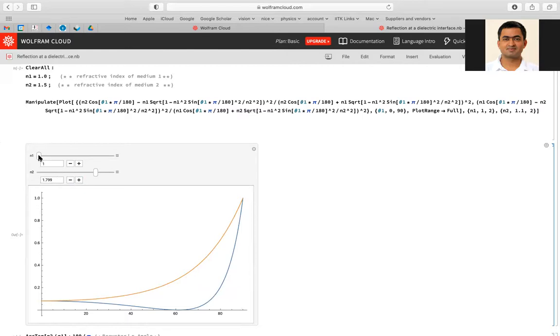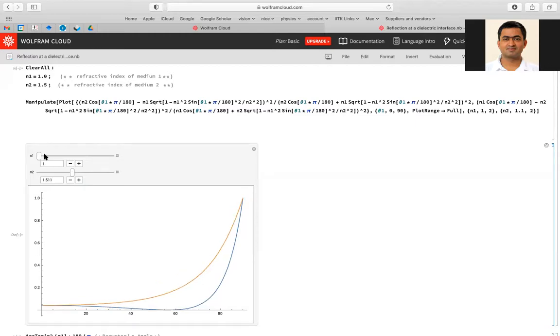If I increase the N1, again the qualitative feature remains the same. If the difference between N1 and N2 becomes smaller, you will have a smaller difference between these two curves, but the overall qualitative feature remains the same. And the point is that for this P polarized light, there is one point where the intensity of the reflected beam becomes 0.